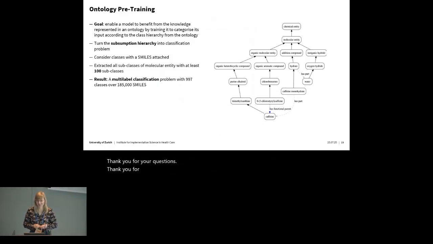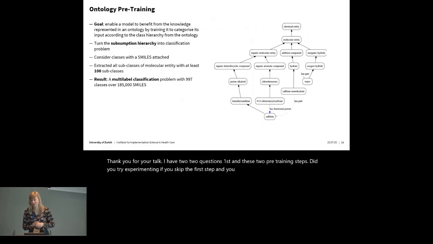Thank you for your talk. I have two questions. First, in these two pre-training steps, did you try experimenting if you skip the first step and just do the ontology pre-training, or if you switch them around and do the ontology first? Is there any significant or meaningful difference? And then the second question is, if you compare it to any of the famous deep learning molecular embeddings like MoLFormer or these language-based models, and if you are planning to use them with the ontology pre-training to see if it will improve those models as well.